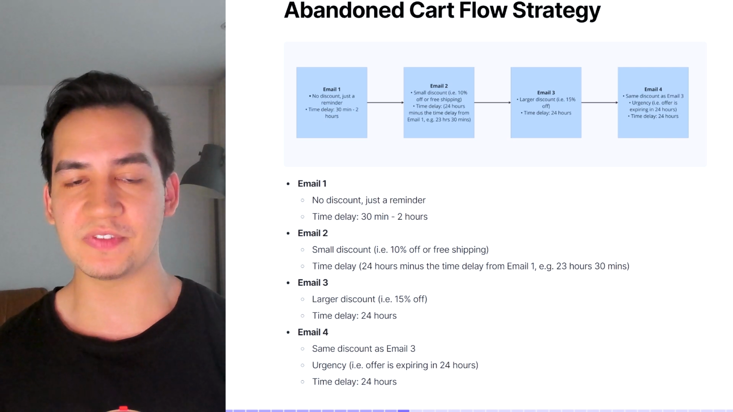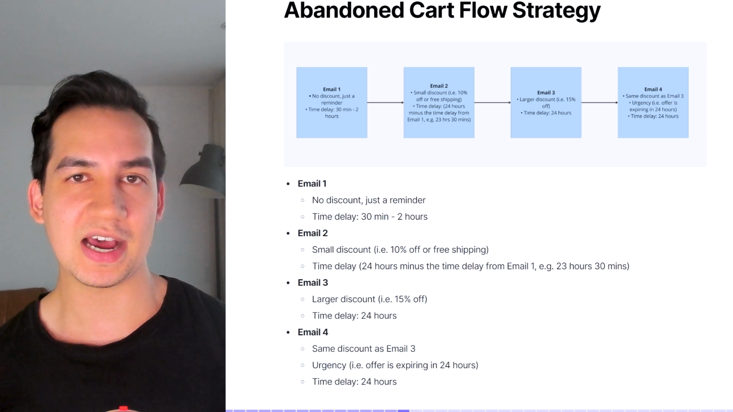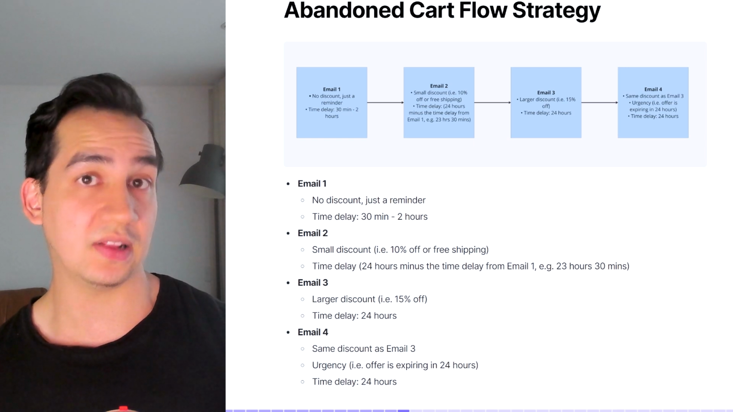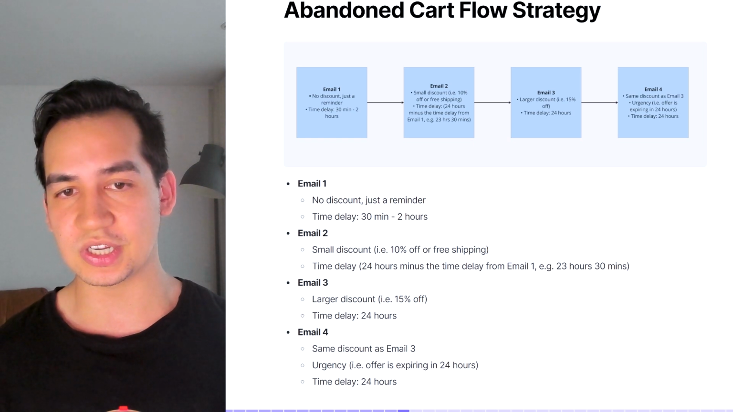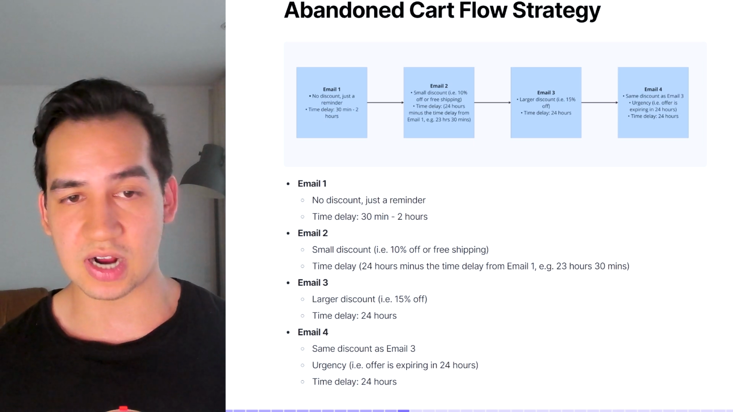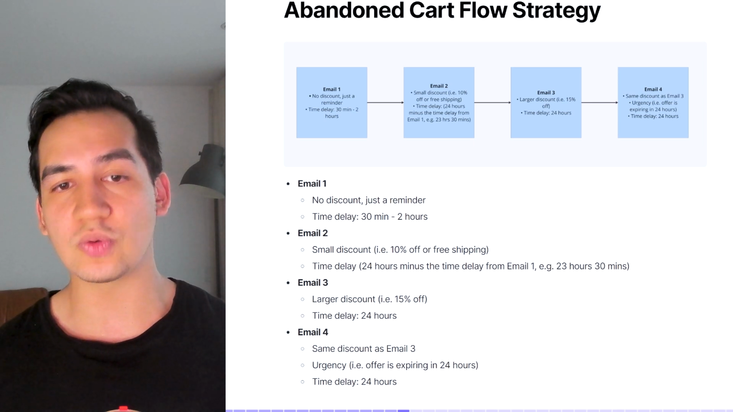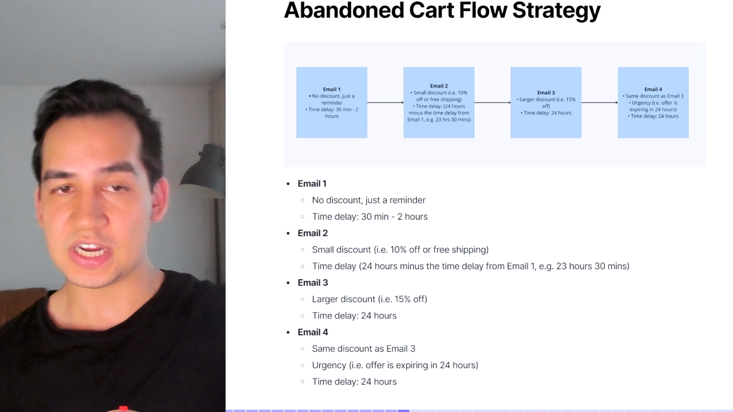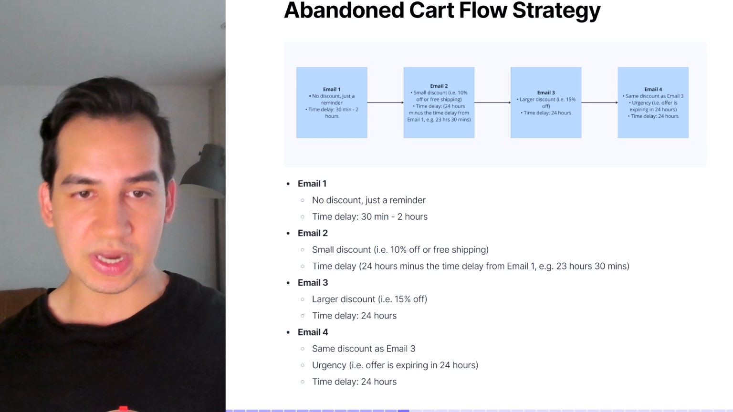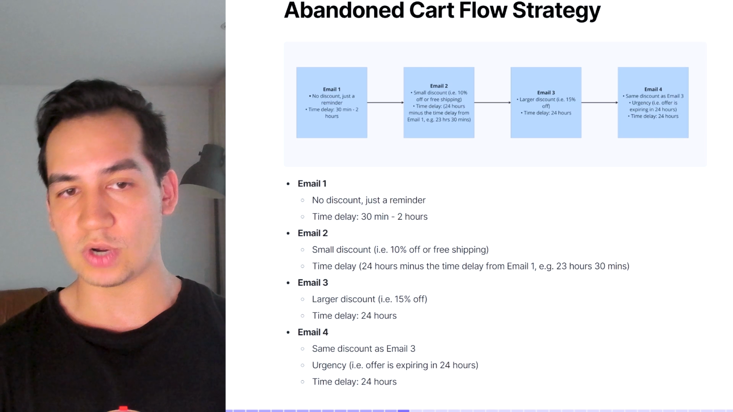Email two, you're going to be giving them a small discount, one that you could move up from in subsequent emails, but also one that allows people to sort of feel like they're getting a special deal. So an example here is going to be free shipping, 10% off, etc. You could test that out a little bit. The time delay here is going to be 24 hours minus the time delay from email one. So for instance, if on email one, you have a time delay of 30 minutes, in this case, it's going to be 23 hours and 30 minutes between email one and email two.